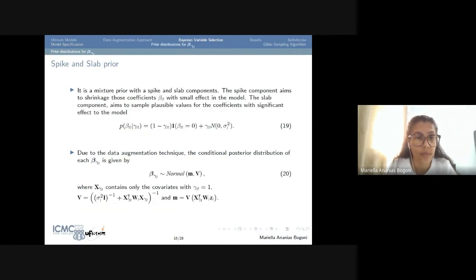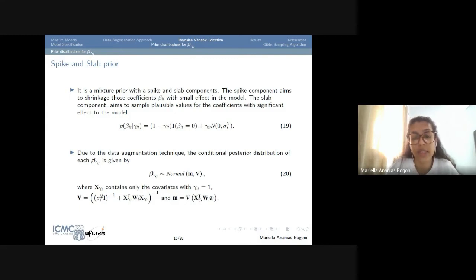Okay. So now we are going to talk about the two prior distributions we consider for the regression coefficients. The first is the spike and slab prior. The spike and slab prior is a mixture prior of the component spike and the component slab. The spike component aims to screen out those coefficients beta I with small effect in the model, and the slab component aims to sample plausible values for the coefficients with significant effect to the model.